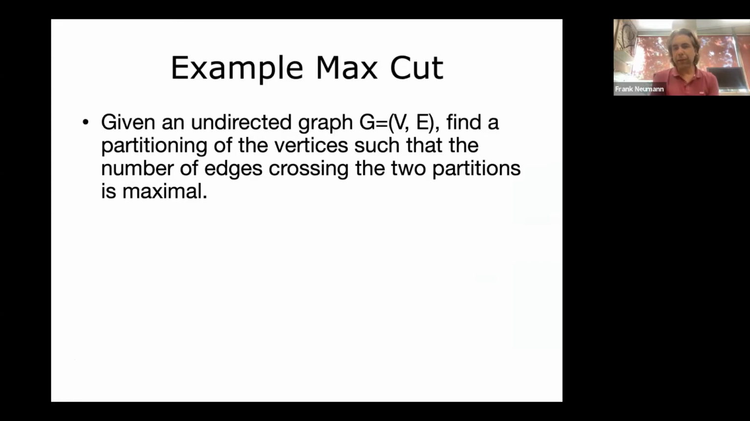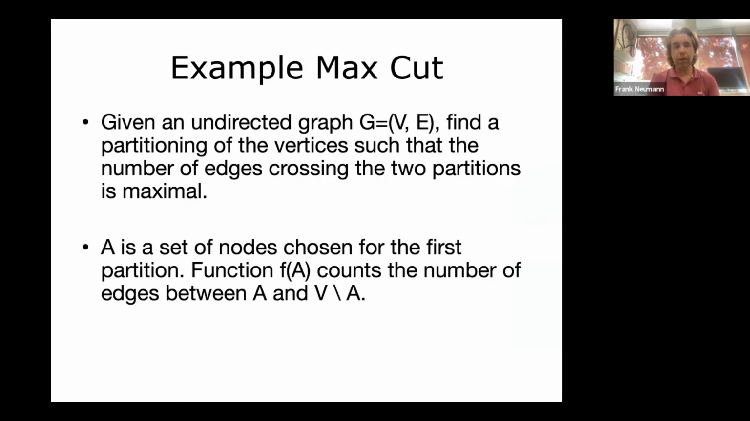Okay. So now another example that fits into this definition is MaxCut. MaxCut is: you're given an undirected graph and you would like to find a partitioning of the vertices such that the number of edges crossing these two partitions is maximal. So that's a classical combinatorial NP-hard optimization problem. And if you just select a set of nodes A for the first partition, then this function just counts the number of edges that go between A and the other partition of the nodes.